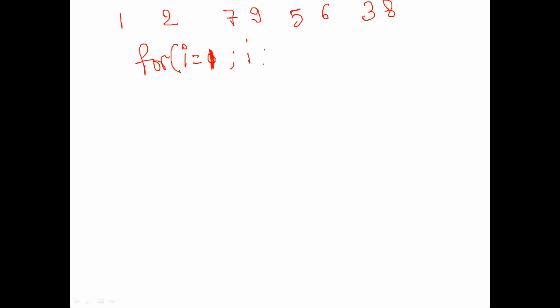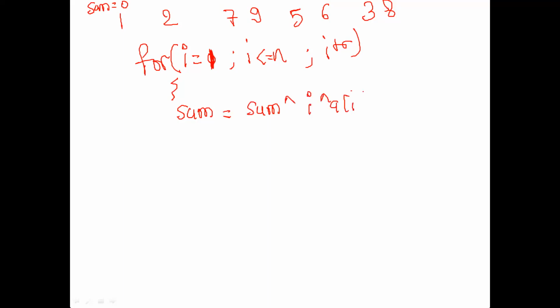I'll run the loop until n, with i less than or equal to n, and i plus plus. Inside it I will use a variable as sum. Initially, I'll initialize my sum to 0. And what I'm telling you is, we will do an operation as sum XOR i XOR A of i, because these will be the array elements. All these are the array elements.